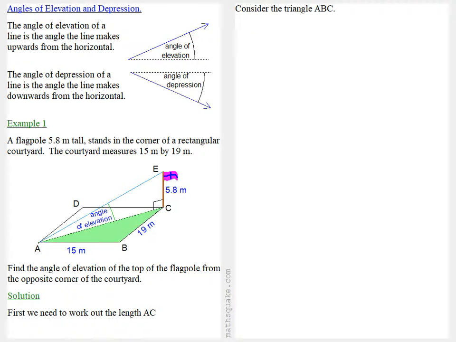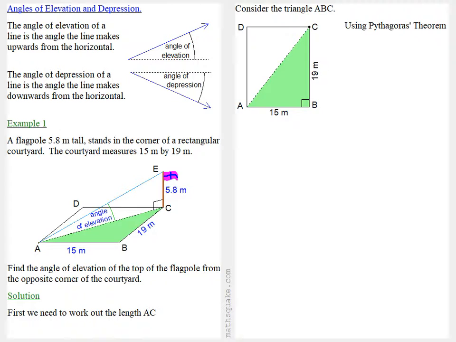So, first let's draw a plan view of the courtyard. Now we can see that the triangle ABC is right-angled, so we can use Pythagoras' theorem. AC squared equals 15 squared plus 19 squared, which means AC squared is equal to 586, or, taking the square root of both sides, AC is equal to the square root of 586. This gives us AC is equal to 24.207.